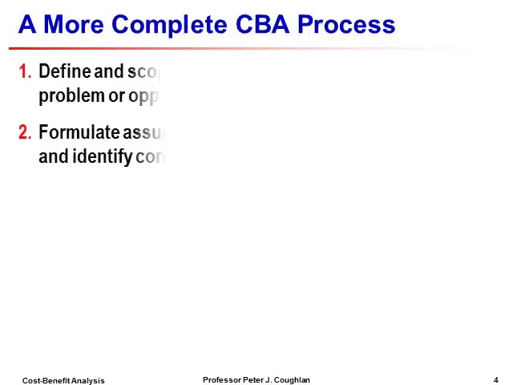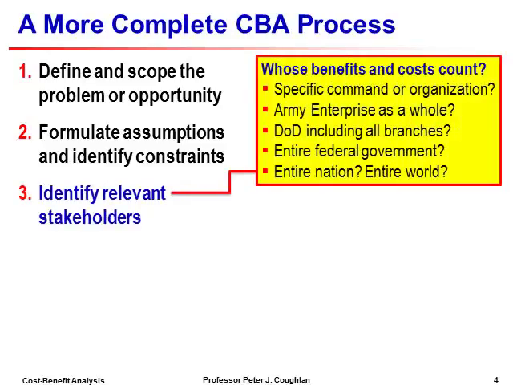So if I was going to do a more complete CBA process, first of all, the first two steps are unchanged. You define the scope, the problem or opportunity, and you formulate the assumptions and identify constraints. But I might put in a step between the original two and three, which is to identify the relevant stakeholders. This is beneficial to make sure that we're counting the right costs and the right benefits. So you want to think about whose benefits and costs count. Do we think just about the specific command or organization, the Army enterprise as a whole? At the very least, we do that.